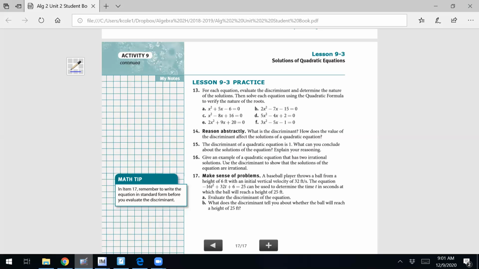B's discriminant was 169, which again is a perfect square. So that's two real rational roots. C, the discriminant was 0, which means one real root. Okay. And then D was negative 24, which is two imaginary solutions or two complex conjugates.